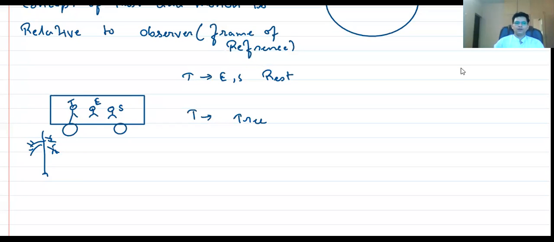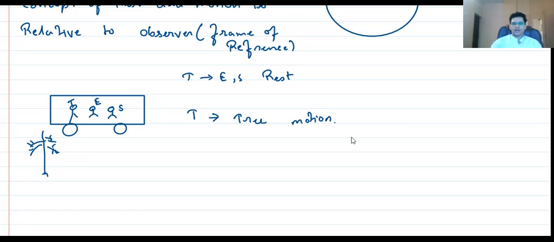Even though the tree is not actually moving, I am moving. So you guys are moving, but still, according to you, the tree is moving. I hope all of you observed this, that trees and everything seem like they're going in the backward direction. So I can say it depends on the observer. The concept of rest and motion totally depends on the observer or frame of reference.